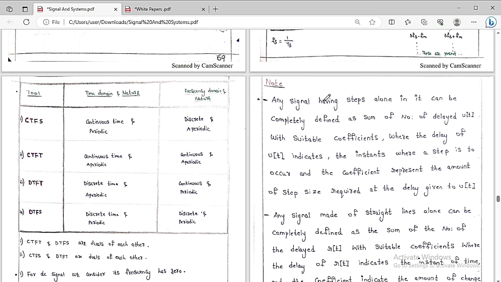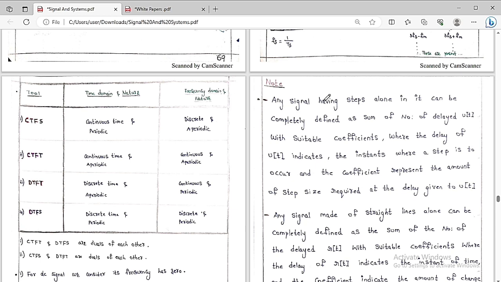So basically, here we are saying that any signal having steps alone in it can be completely defined as a sum of delayed u of t with suitable coefficients. What is the meaning of this? Suppose there is some signal with only steps in it. How are you going to represent it? We represent this signal with the help of delayed u of t with suitable coefficients, where the delay indicates the instant where a step occurs, and the coefficient represents the step size.